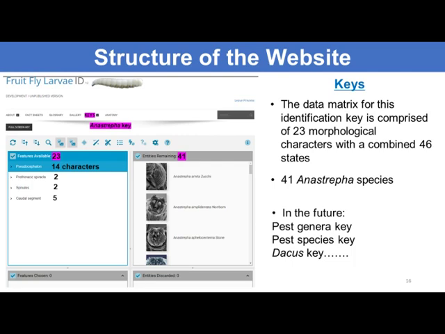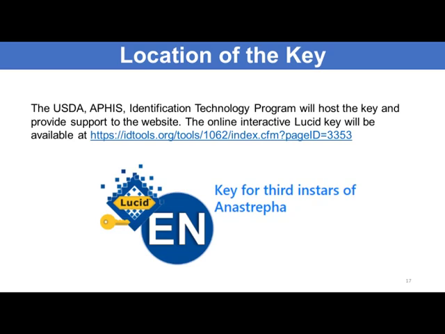As you can see, right now we are working on the Anastrepha key, but in the future we are planning to develop another key for pest genera key, pest species key, Dacus, and others. So we'll go through different genera. This is where the key will be available for the user. It will be soon available, and will be published pretty soon.